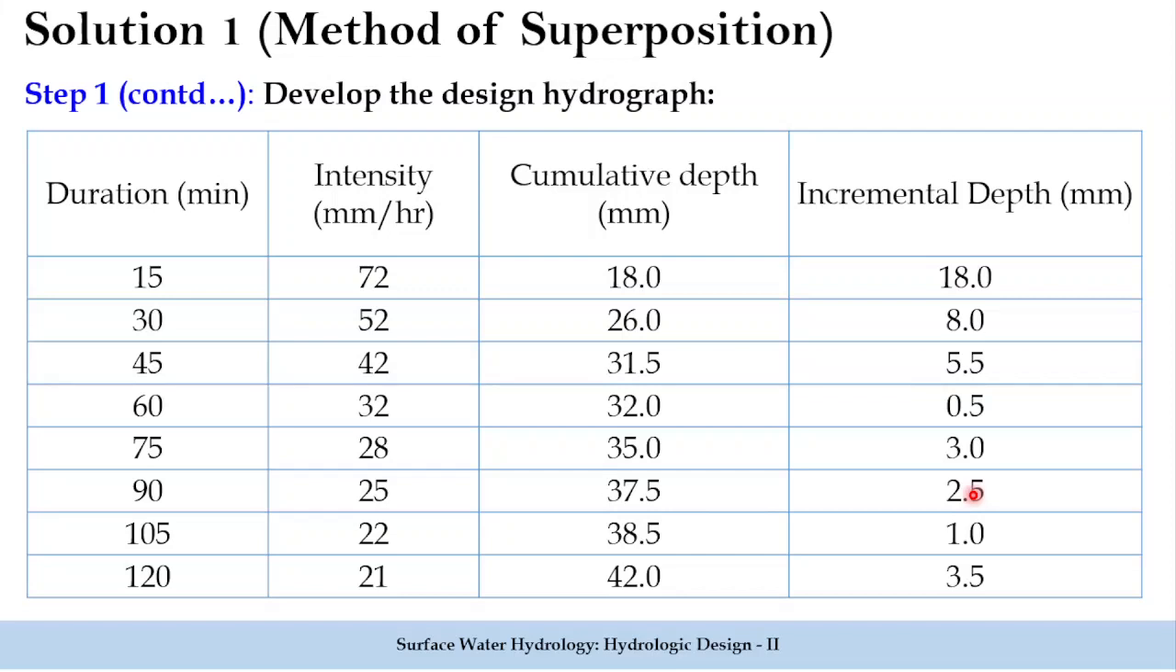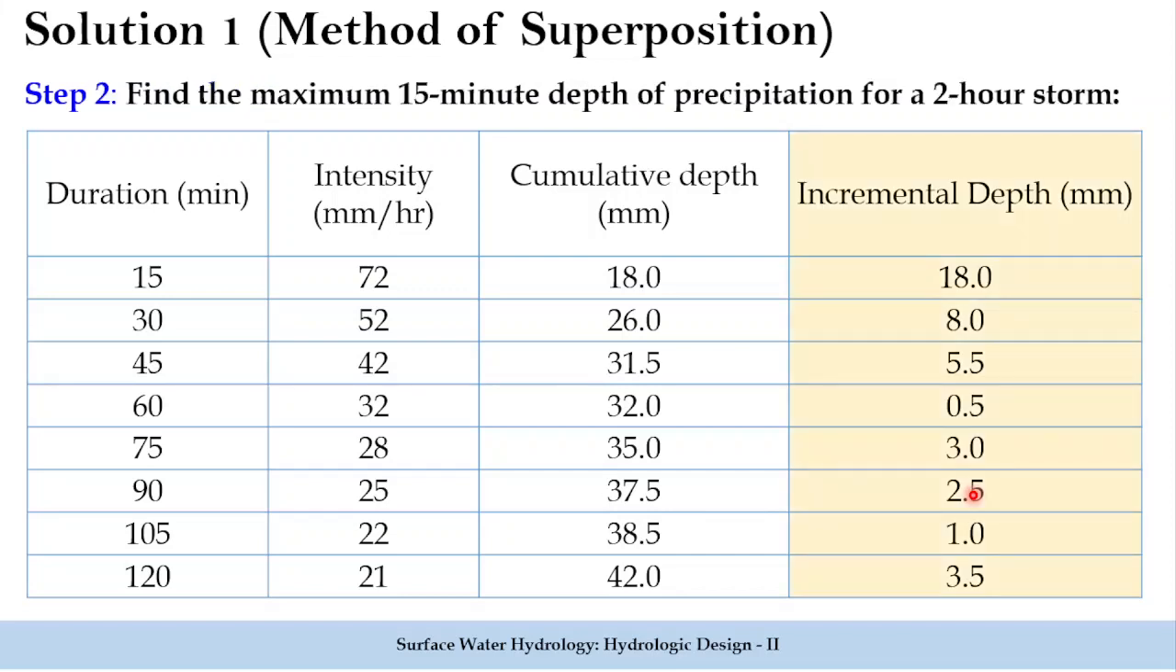Now what we are interested in is to find out the maximum 50-minute depth of precipitation for a 2-hour storm. If we look carefully at this incremental depth, the maximum depth of rainfall that we can observe is this 18 mm. I hope you are able to follow. So for any 50-minute duration, the maximum depth that could have been possible for the storm is the 18 mm depth of rainfall that we have obtained at the very first 50 minutes. So this is the final answer to this question.